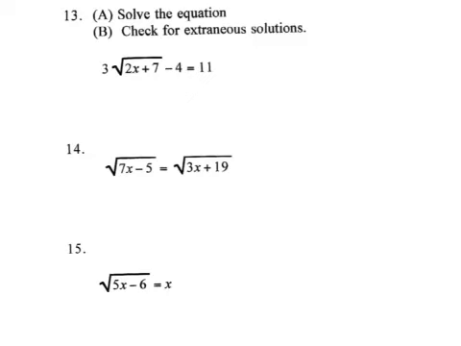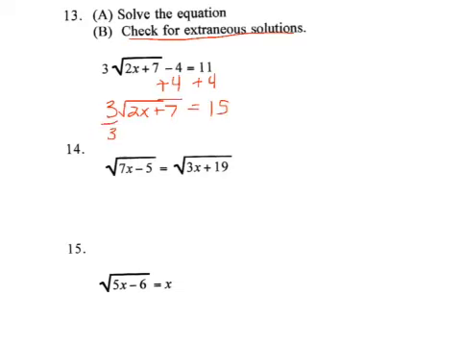The last topic on the quiz is the material from section 11.3, solving radical equations. So now we're going to review how to solve radical equations and check for extraneous solutions. So for number 13, the first thing we want to do is add 4 to both sides. Remember that we want to get everything away from the square root before we square.